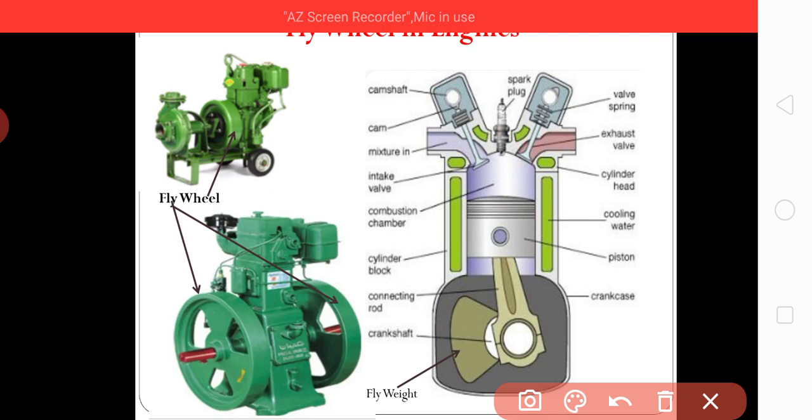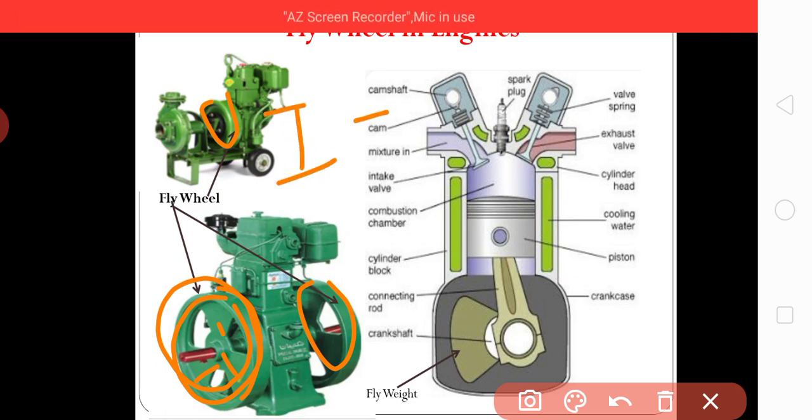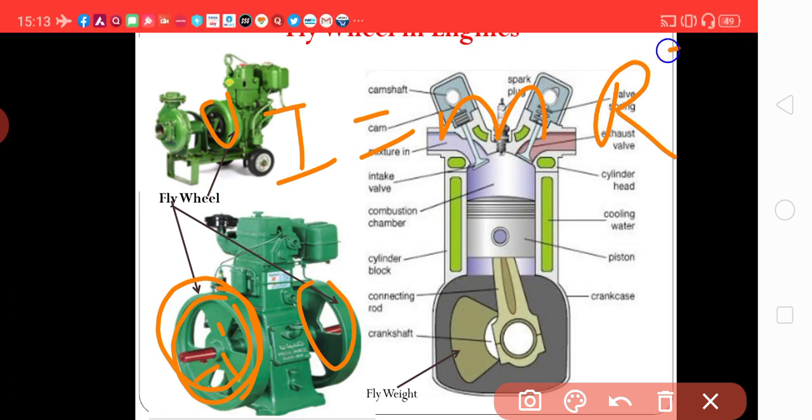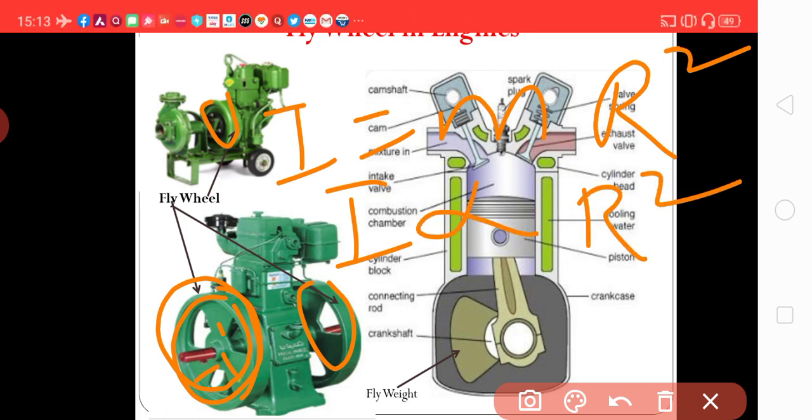So here, what is the function of this flywheel? This is a flywheel. This is a single heavy flywheel, and you will find that it has 3 web sections, and the whole mass of this flywheel is on the periphery of this wheel. Why? Because I equal to mr square. So the I is proportional to r square.